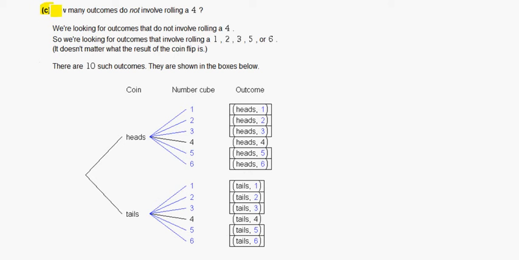In question C, how many outcomes do not involve rolling a 4? We're looking for outcomes that do not involve rolling a 4. So we're looking for outcomes that involve rolling a 1, 2, 3, 5, or 6. It doesn't matter what result the coin flip is. So it can be heads and tails, but we cannot use 4. So there's 1, 2, 3, 4, 5, 6, 7, 8, 9, 10 outcomes that don't have 4.